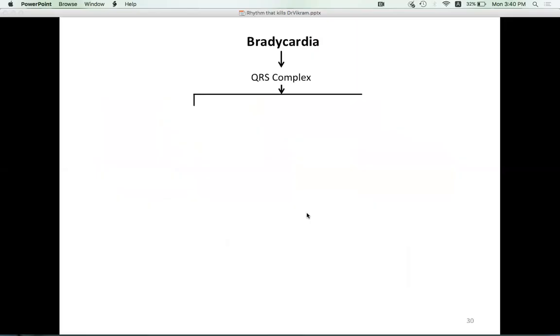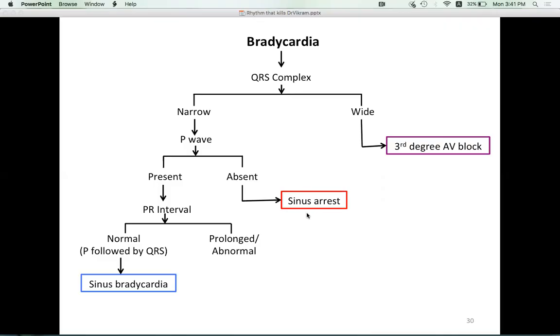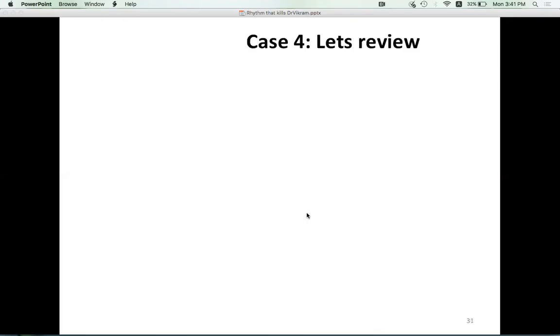So in bradycardia, again, you have to look at your QRS complexes first, whether it is a narrow or a wide QRS complex. If it is a wide QRS complex with bradycardia, then you are dealing with a third degree AV block. If it is narrow, then you look at your P waves, whether they are present or absent. If it is absent, then it's a sinus arrest. If it is present, you look at your PR interval, whether it is normal and P is followed by QRS complexes, or it is abnormal or prolonged. If it is normal, it is sinus bradycardia. If it is abnormal or prolonged, you are either dealing with a first degree or a second degree AV block.